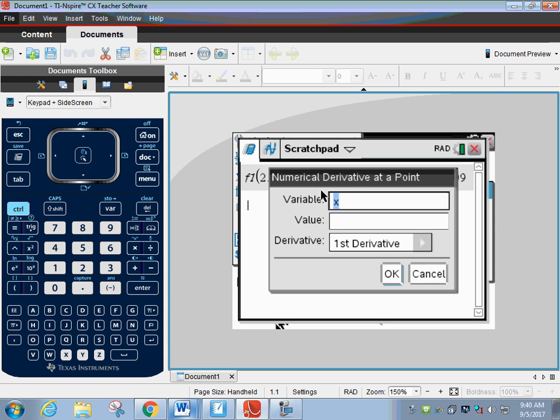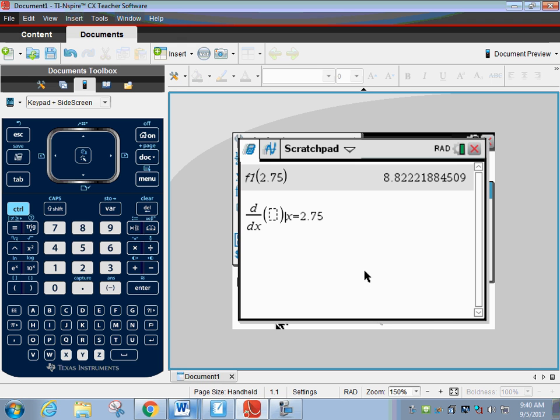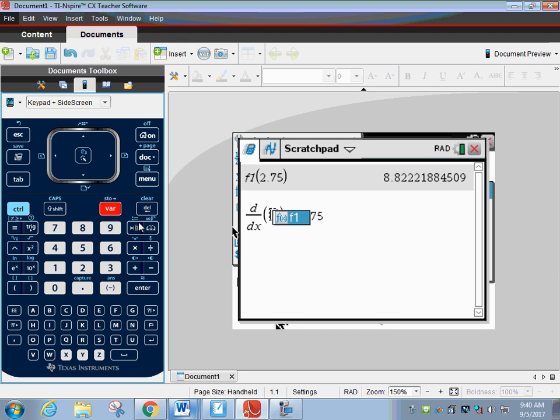Menu, calculus, numerical derivative. The variable is indeed x in this. I have it as a function of x. The value is 2.75. First derivative doesn't make any sense, but in ten minutes it will. Hit OK. You need to then take the derivative of f1 of x. Don't just type in f1. You have to say the derivative of x with respect to x.